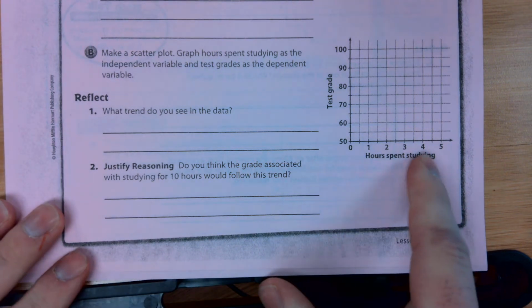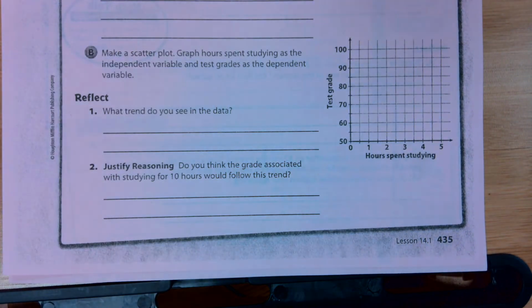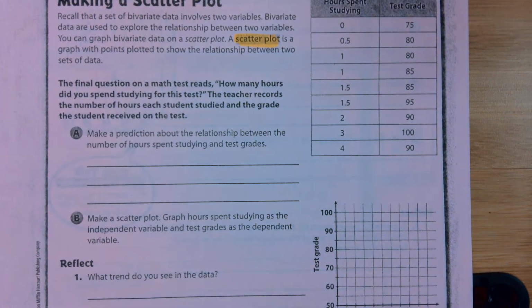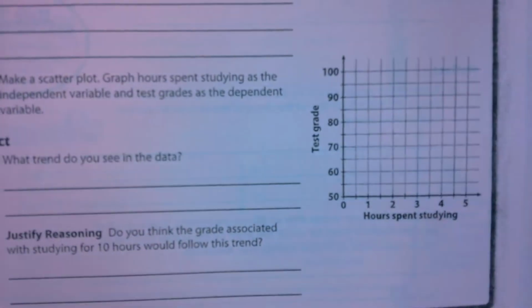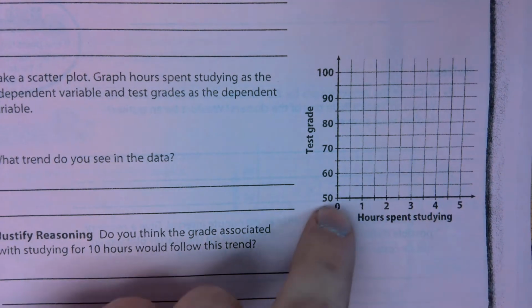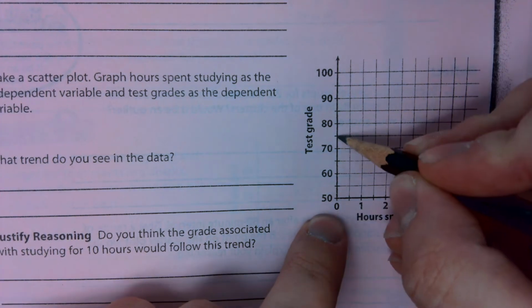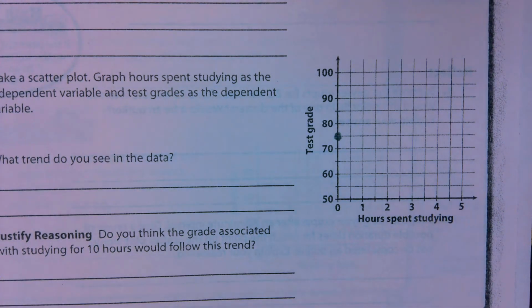So on the x-axis, we've got hours spent studying, and on the y-axis, we've got our test grade. How do I know what points to plot? Well, there's a table full of them right above. If we take this first point, 0, 75, I'm going to zoom in on the graph so we can all see. I'm going to go 0 on the hours spent studying, right up in between 70 and 80, and there's my first point.